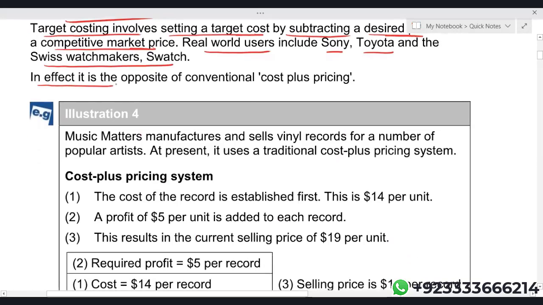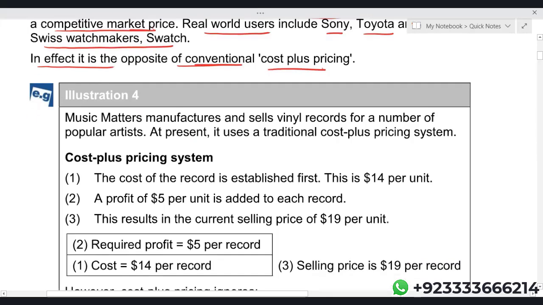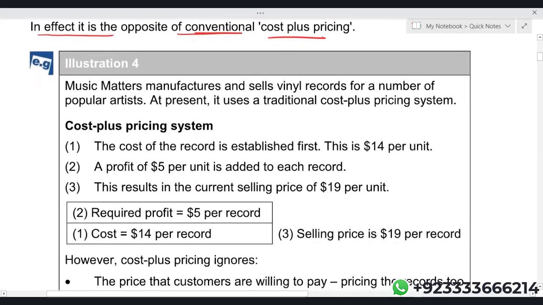In fact, it is the opposite of conventional. Conventional means traditional, cost plus pricing. Let's just see the example. Music Matters manufactures and sells vinyl records for a number of popular artists. At present, it uses a traditional cost plus pricing system.